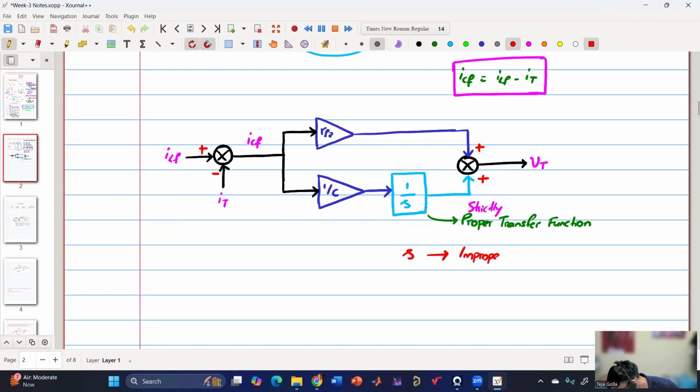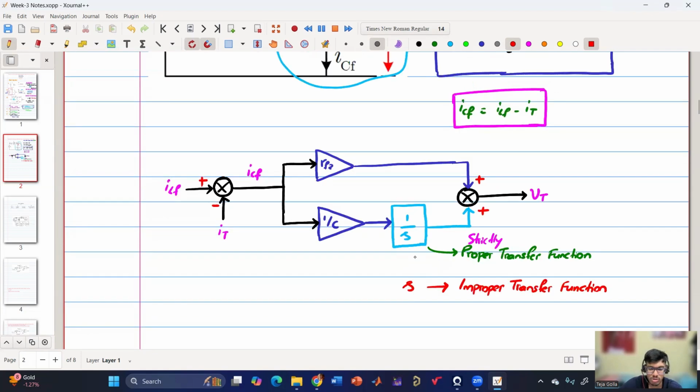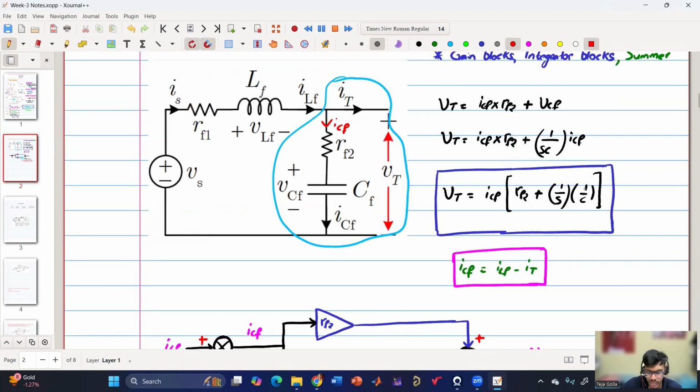All improper transfer functions are practically not implementable because with frequency, the gain will keep on increasing and it will become infinite. Practically that is impossible to implement. Similarly, in MATLAB you will not get an S block. For the capacitor you have a 1 by S block, but what happens to the inductance? That we will see.